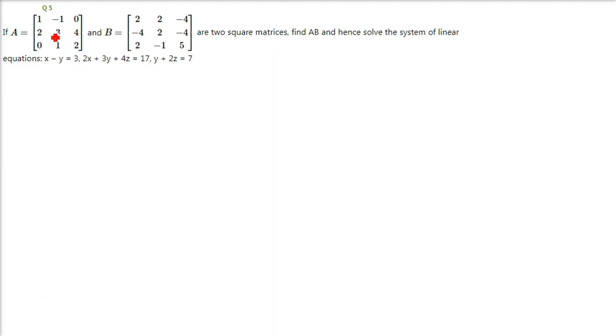Now next one, A and B. These are two square matrices. So first we have to find out AB, and hence using the solution of this AB, we have to solve this linear equation. But if you observe these equations very closely, you'll see x minus y equals 3, 2x plus 3y plus 4z equals 17, and y plus 2z equals 7. So what do you get here? You get a system of linear equation, and if I write the A matrix for these three equations, wherever the values are not there, I'm putting 0.